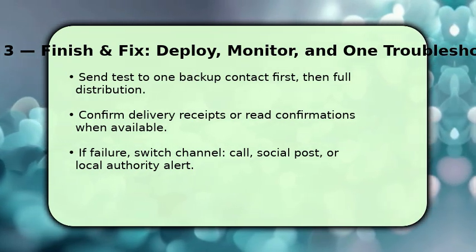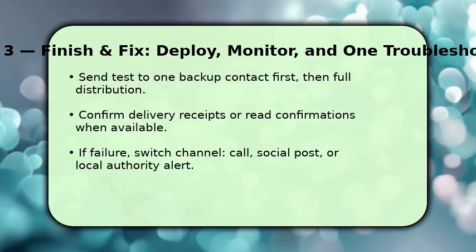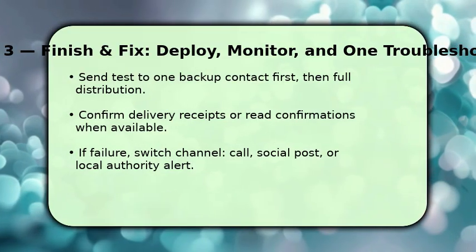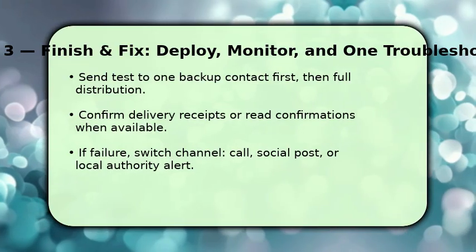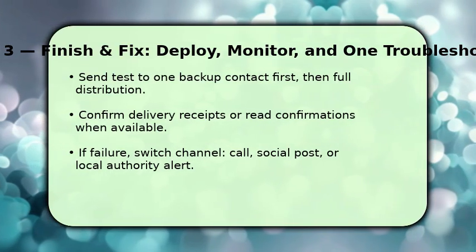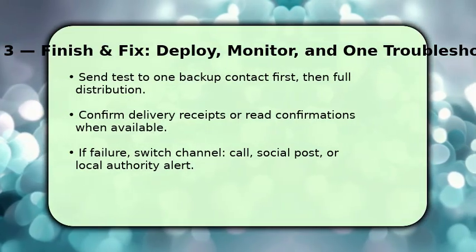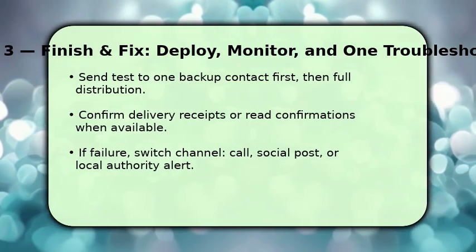Once sent, follow up with a short update message if the situation changes, and call any non-responsive critical contacts directly. If messages fail to deliver, switch channels quickly, make a phone call, post to a secure social channel, or contact local authorities. This redundancy saves time. Troubleshooting tip. If delivery fails, confirm network status and retry via an alternate channel.